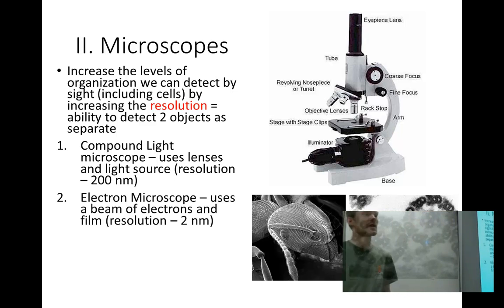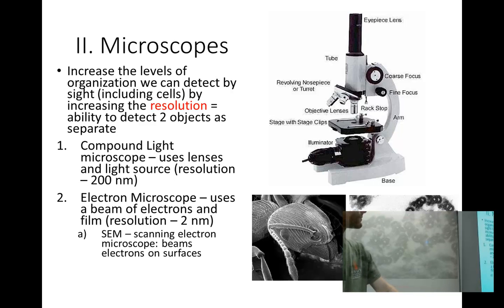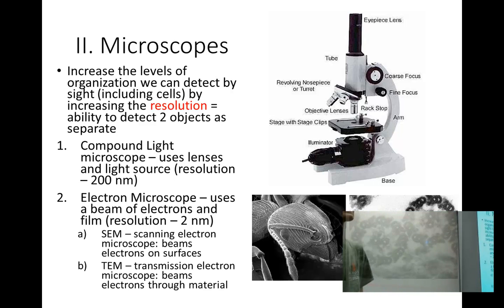For an electron microscope, which shoots electrons at things and then has a little film behind it, the resolution is a lot greater. It's 2 nanometers. And there are 2 types that we talked about in the lab. The scanning electron microscope, which looks at stuff on the surface. So here's an ant. You can see all the deep ridges and different parts of its exoskeleton, see little beads in its eye. All of those things are greater than 2 nanometers. And if it's less than 2 nanometers, you aren't going to be able to differentiate between them.